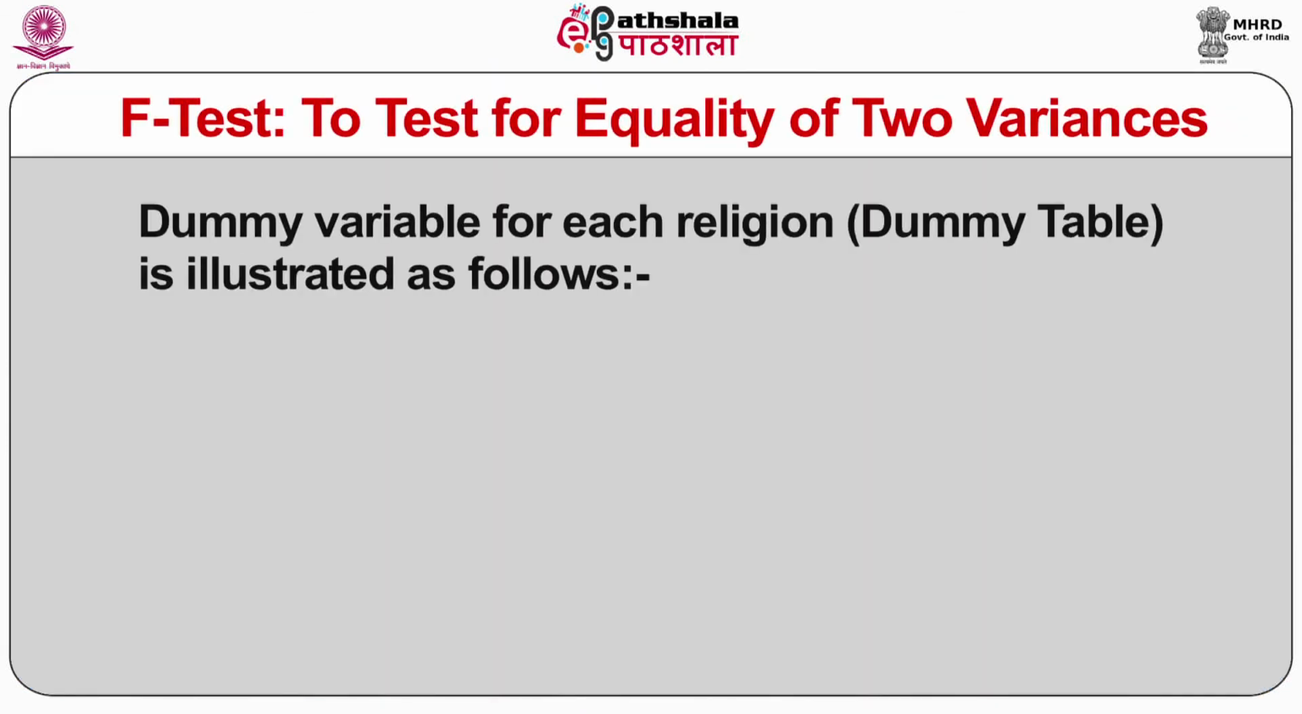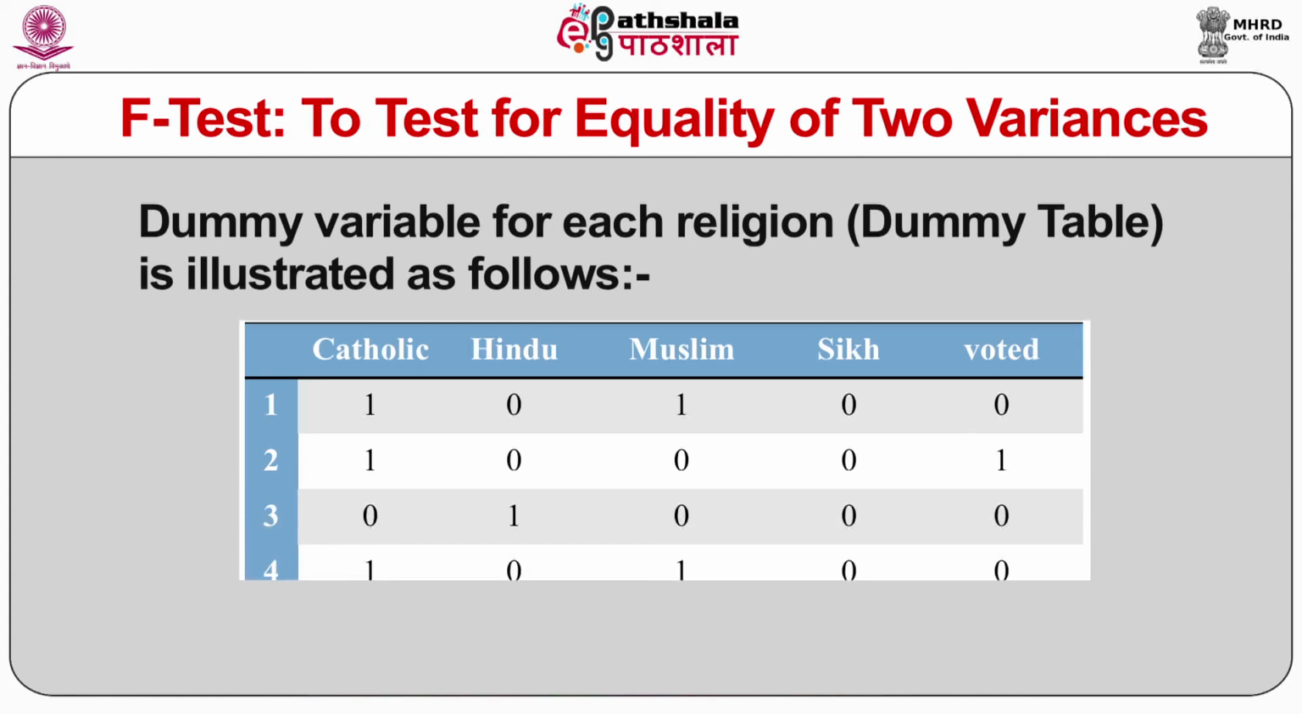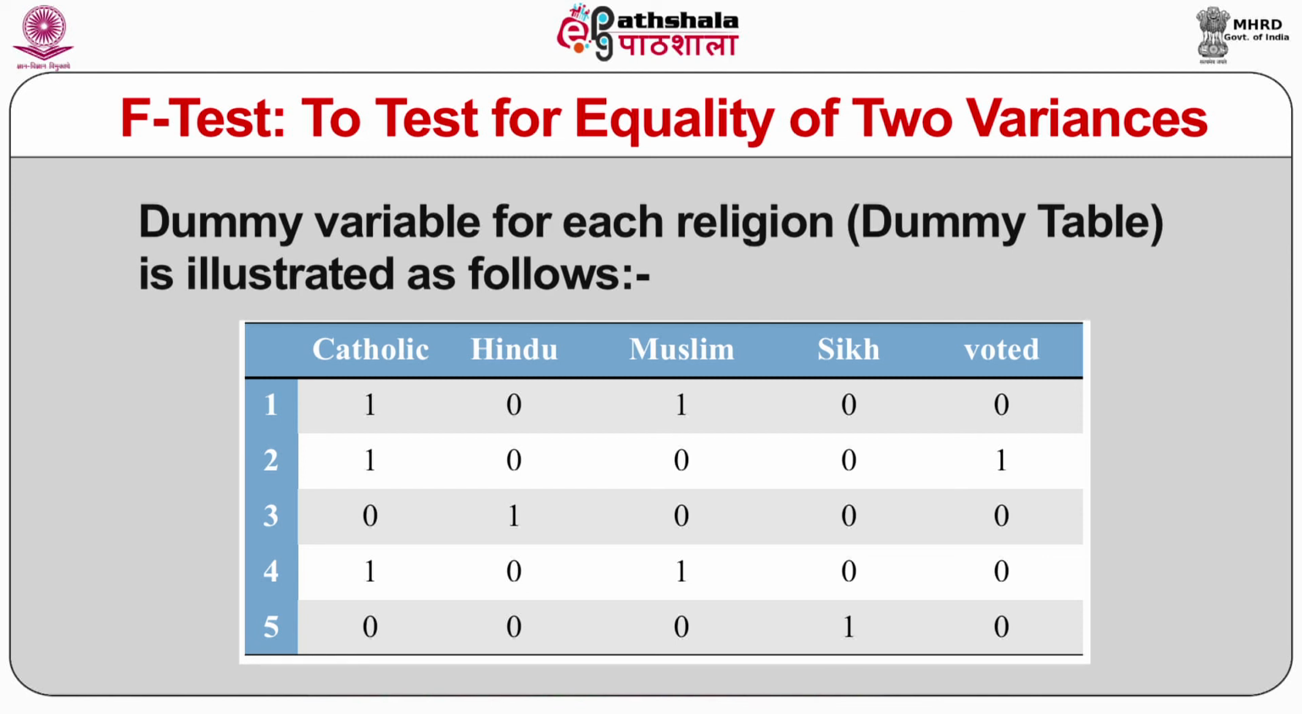Dummy variables for each religion are illustrated as follows. Here you can see in this table the four religions that have been taken: Catholic, Hindu, Muslim and Sikh, and you can see the number who have voted. So, this is an example of a dummy table. In order to evaluate the rate at which each group votes, one can frame a regression equation with each dummy variable, where the coefficients will be framed with reference to the omitted category, which may not lead to appropriate conclusions.